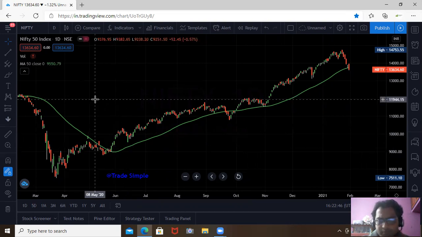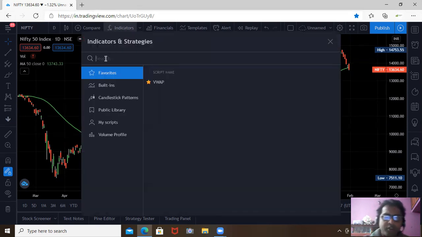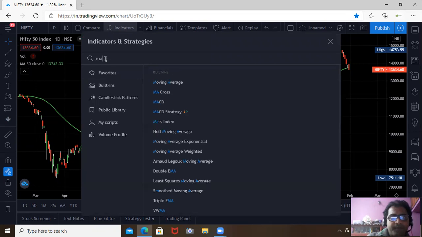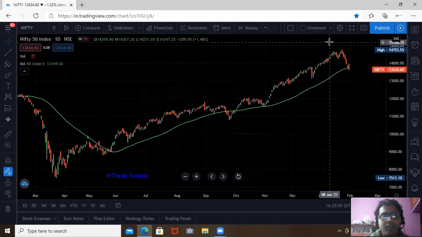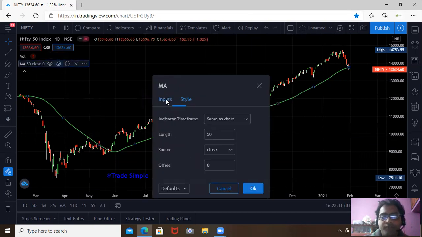So there are many moving averages you can see. You can open TradingView. I will be sharing this link in the description box. Go to the indicator section and simply write MA. MA is moving average. Select this one as moving average. After that, this icon will open. You can click here and give the period you want to see as a moving average. I am using 50 here.